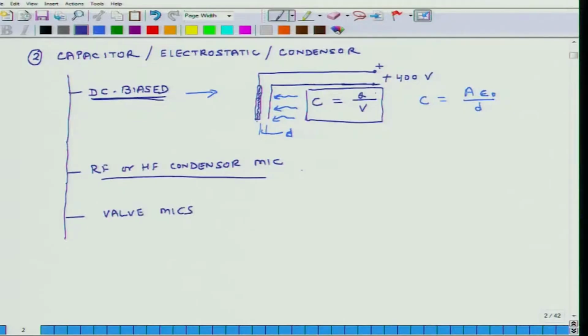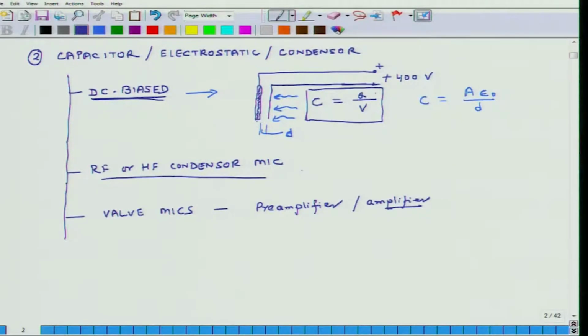Valve mics. What are these? They are essentially the same as the earlier types of microphones which we have discussed, but the only difference here is that the preamplifier, or some amplifier, but mostly at the preamp stage, they use valve tubes instead of transistors and modern electronics.